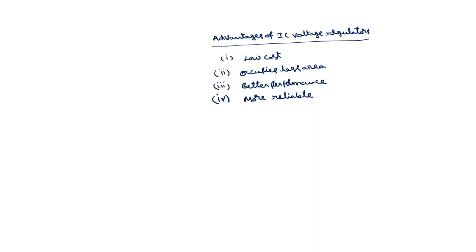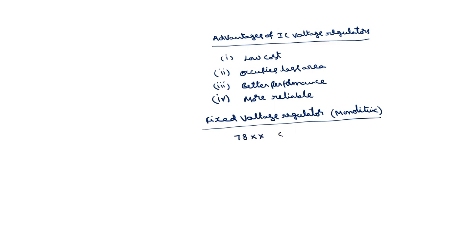As I have told, the voltage regulators are of two types basically. One is series type, another is switched mode power supplies. First, I will discuss the fixed voltage regulators, which are monolithic. These fixed voltage regulators are available in 78XX series and 79XX series.